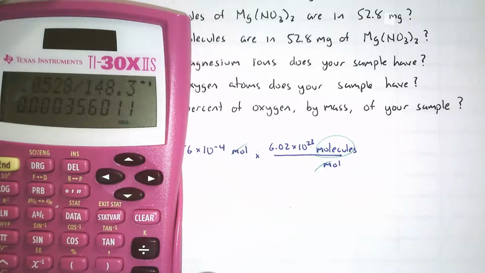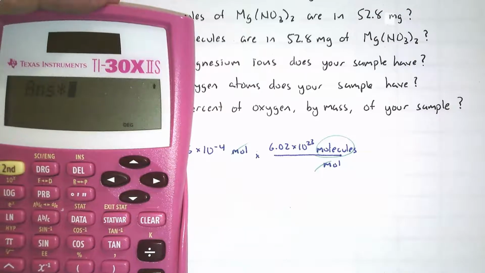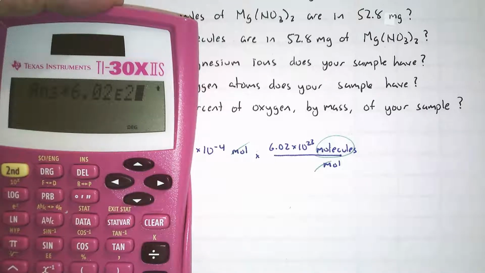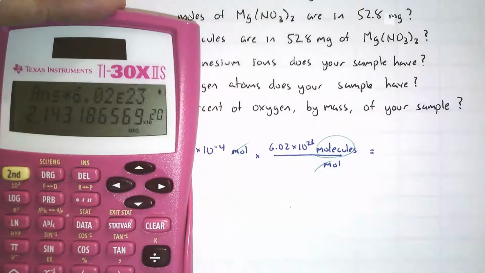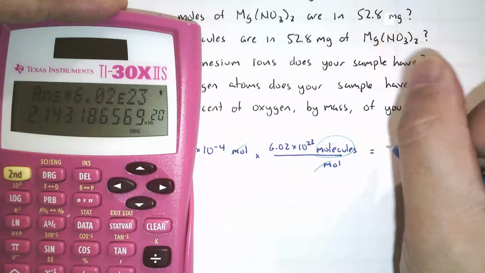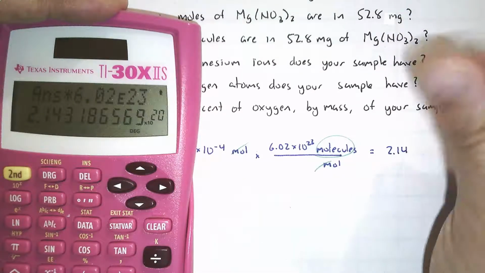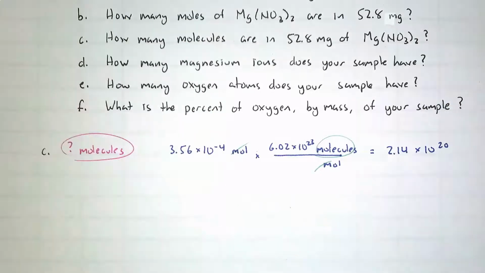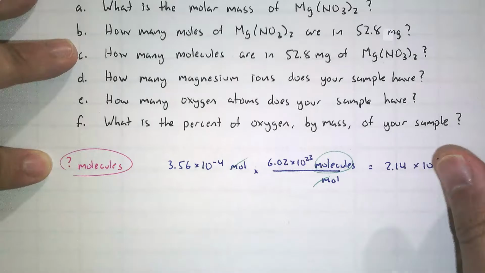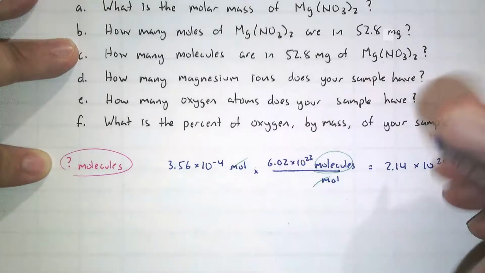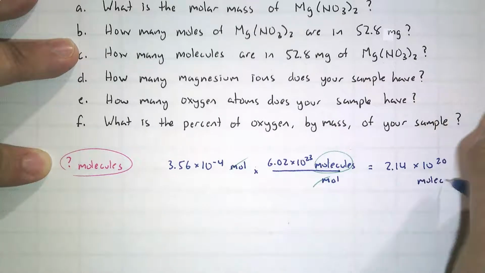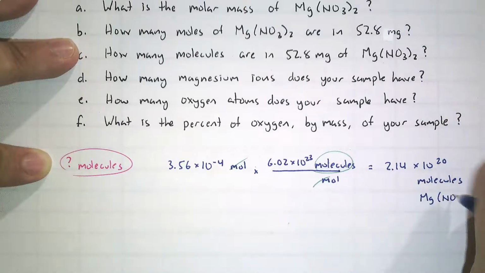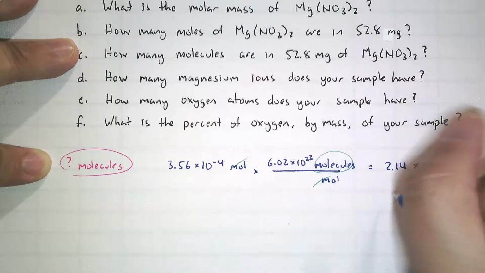The number's going to be much bigger than this, right? 6.02 times 10, so I use the E button, to the 23 equals. Okay, now it's in scientific notation. 2.14 times 10 to the 20. What do we want? Molecules. Molecules of what? Molecules of MgNO3. And actually, I'm going to put the compound now as part of the units.